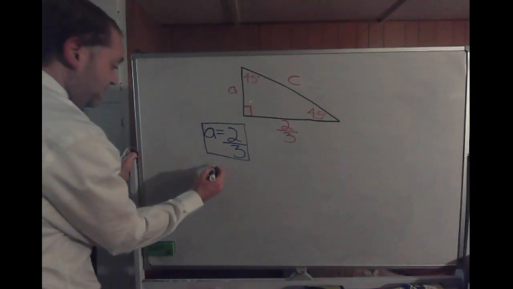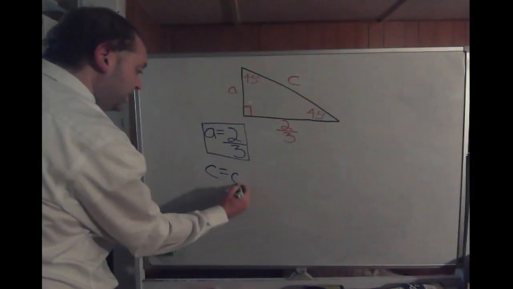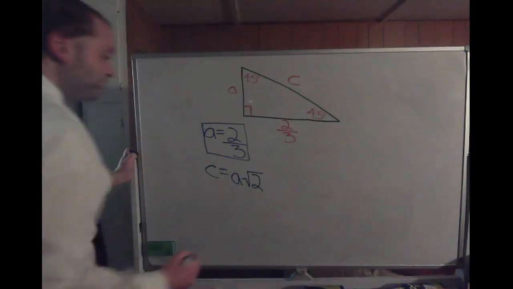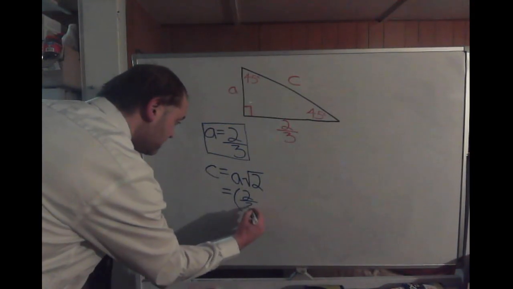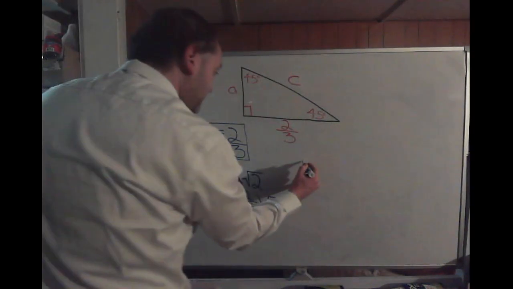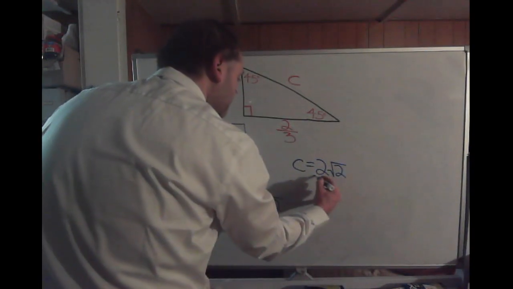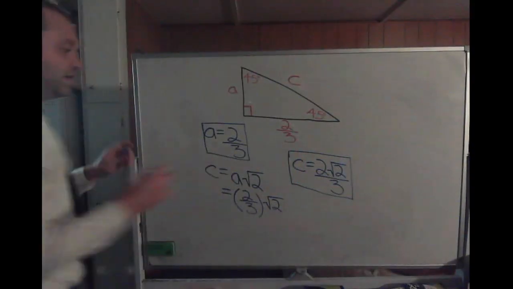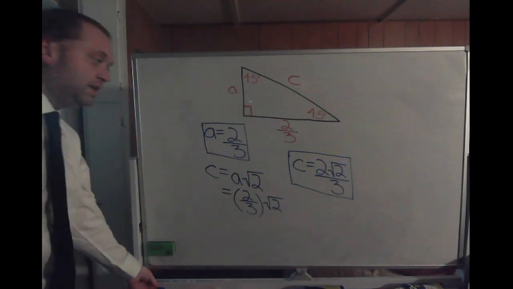Now let's find C. Well, C, the length of the hypotenuse, is the length of a leg times the square root of 2. In this case, we'll say A times the square root of 2, which would really equal the quantity of 2/3 times the square root of 2, which means the length of the hypotenuse C has a length of 2 times the square root of 2 over 3. So the length of your hypotenuse C would be 2 times the square root of 2 over 3 by the time you do the multiplication.